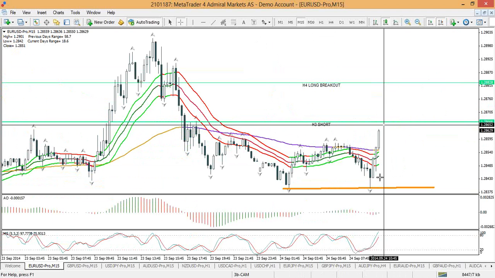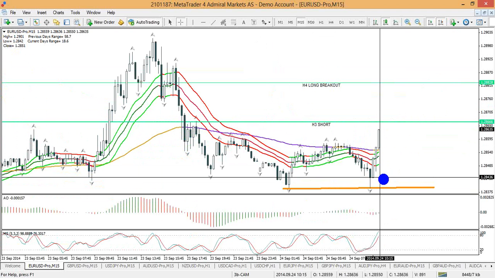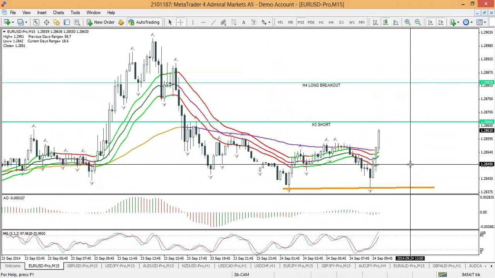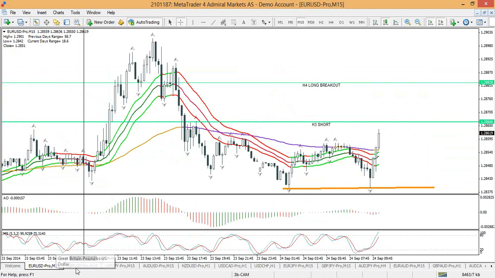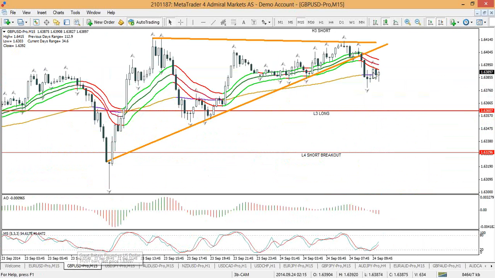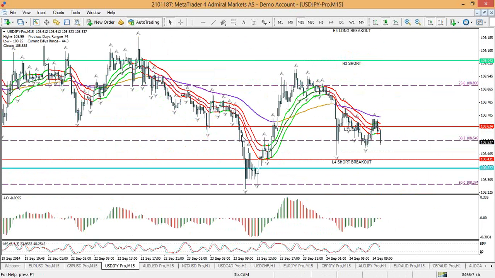If you were brave enough to take it in here, then you are already up in pips, but I didn't want to do that. Let's see. But interesting though, let's keep an eye on it. That's the euro moving up, pound hanging around nowhere. Dollar yen actually did fall from the point here.